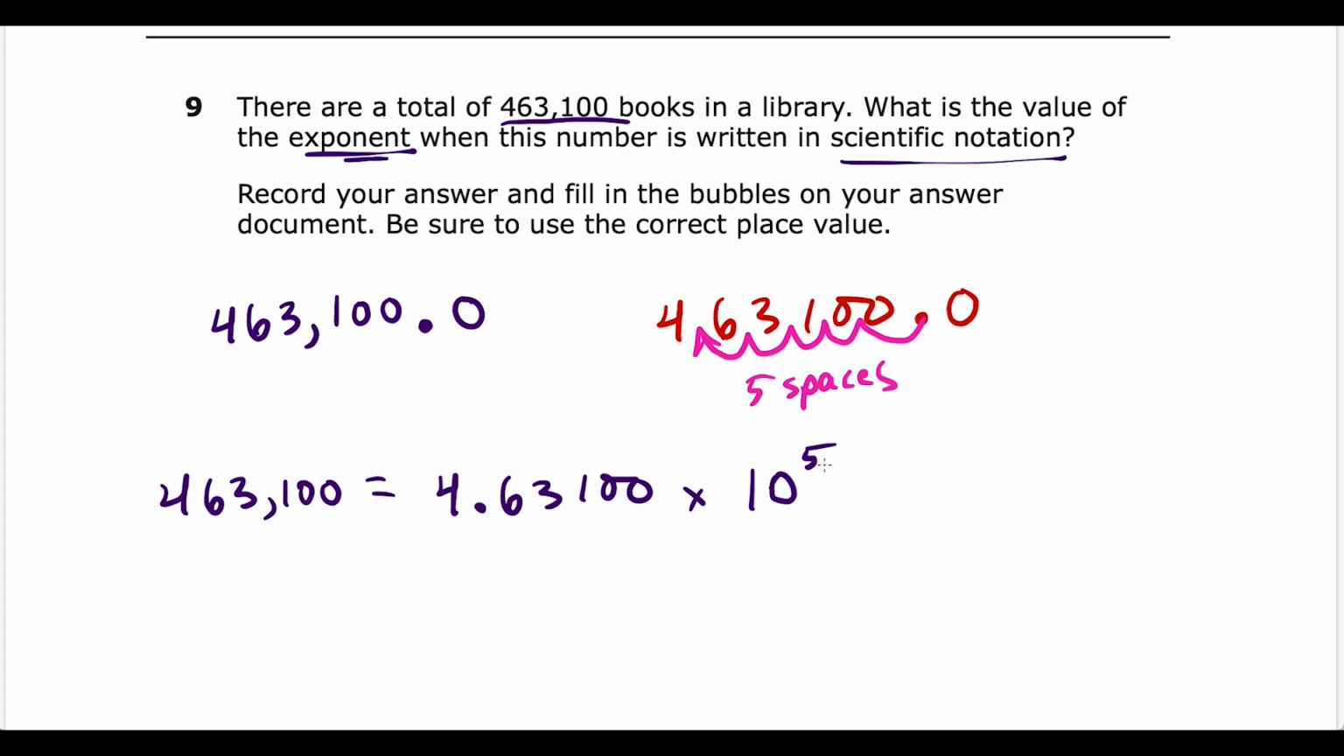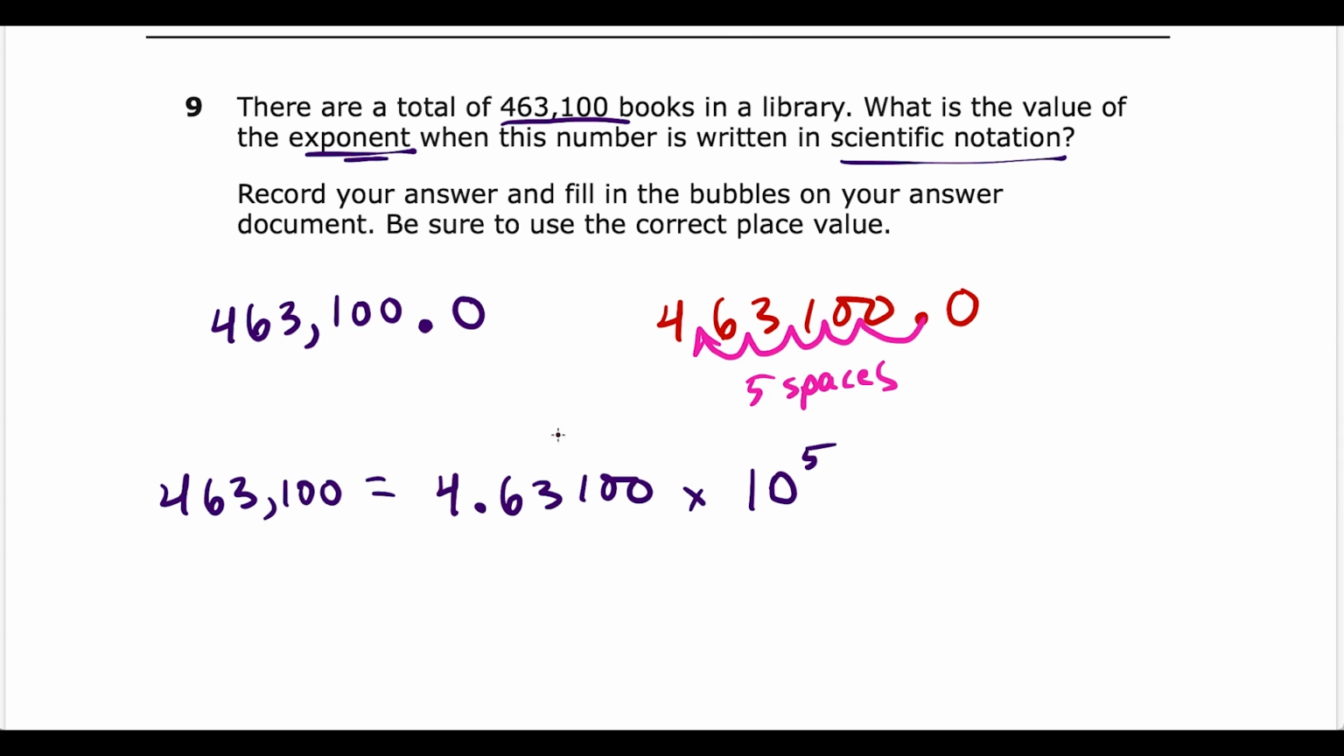Now, if you're unsure of whether or not to make this positive or negative, just know 4.63100 is a relatively small number compared to 463,100. So that's why I have to multiply by 10 to a positive power here, because that's going to build the number back up. But be careful here. Make sure you actually answer the question.